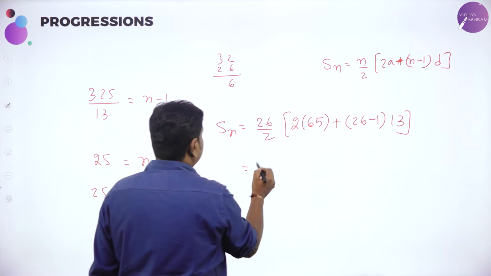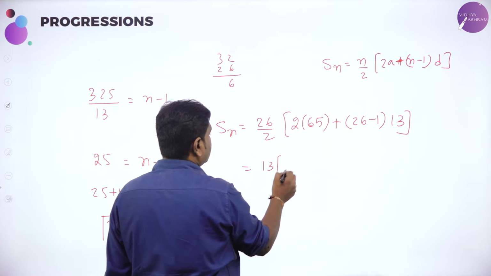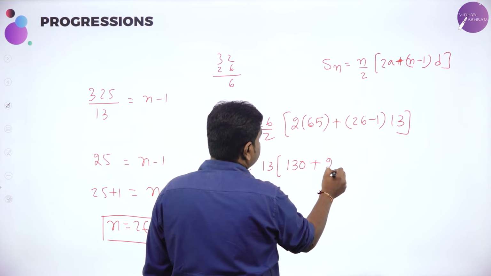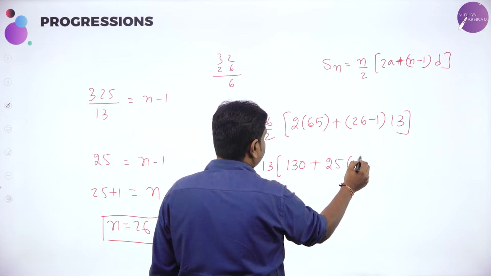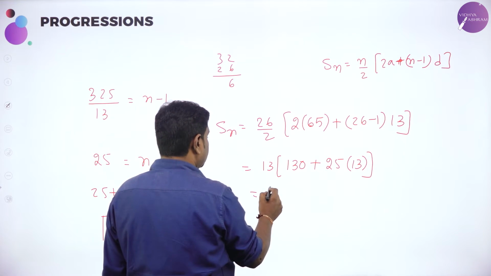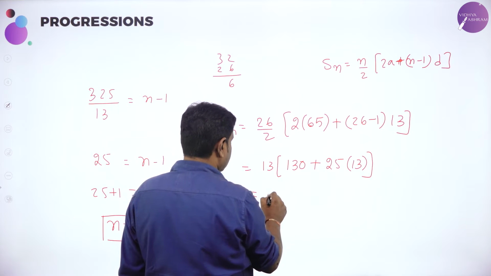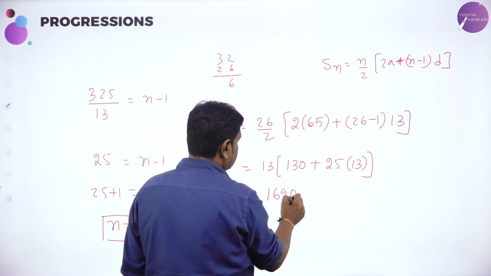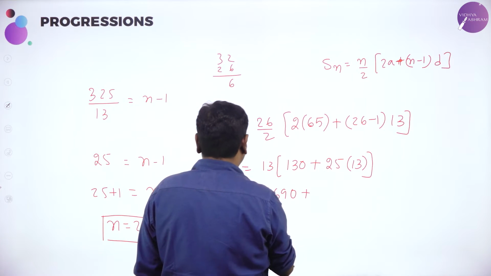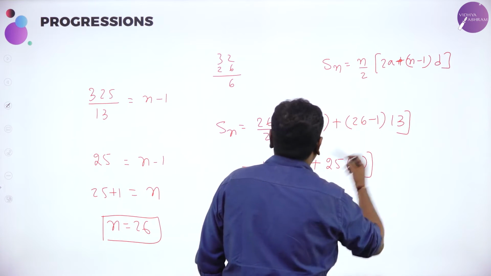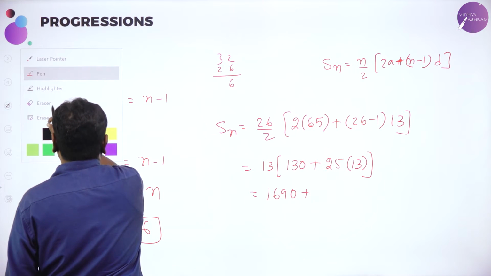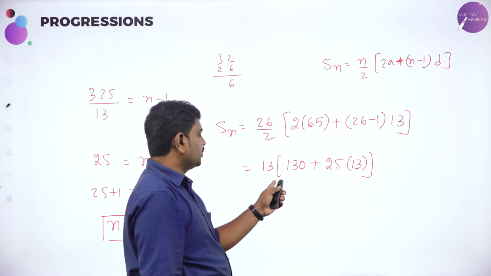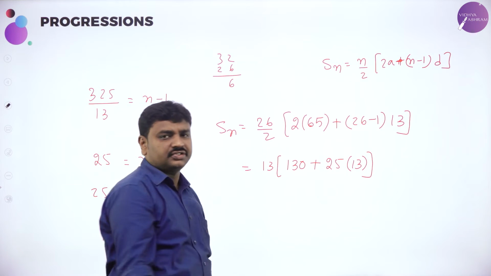Simplify. 26 by 2 is 13. 65 2s are 130. Plus 25 into 13. 13 into 13, you know 13 13s are 169, 1690. Further, I'm leaving it to you. From here, you can calculate. Multiply 25 13s and add this and simplify this using calculators.